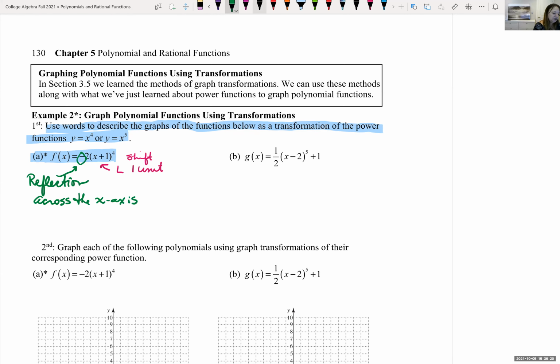And that 2 is a vertical shift, or vertical stretch.